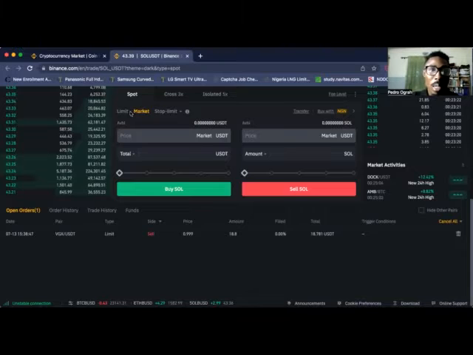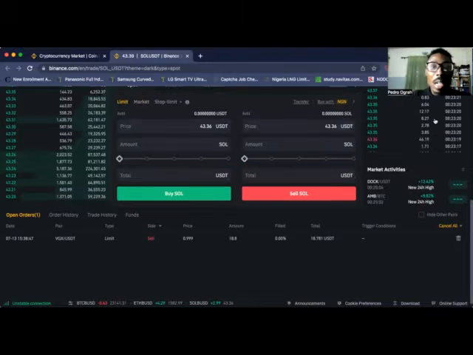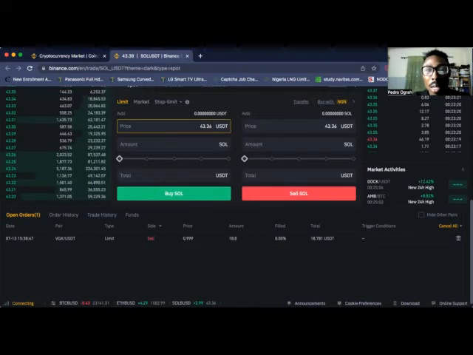The second type of order type is called the limit order type. In the limit order type, there are two things you can do. You can fix the price you want to buy or sell at, and you can also fix the quantity you want to buy or sell.